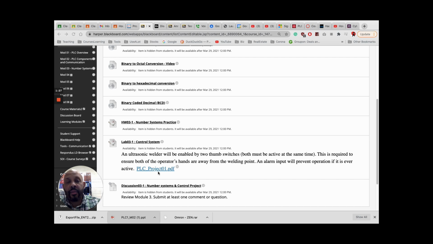So you're going to have 3 inputs. 2 of them are going to enable this output. If the third one ever is on, then it should disable that output, which is the enable for the welding point.